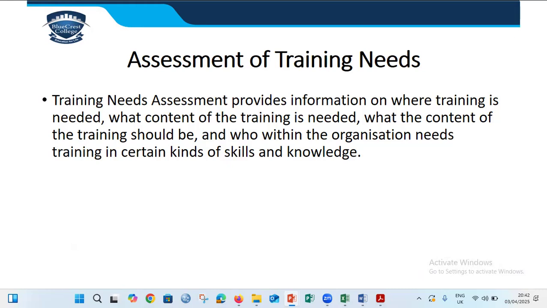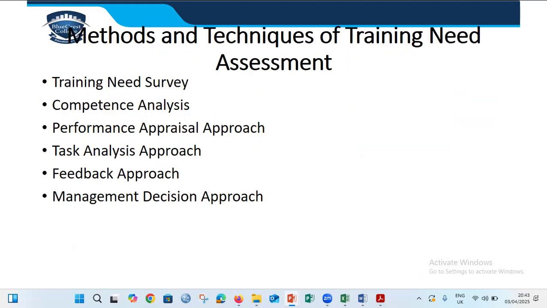You also look out for what the content of the training should be, and who within the organization needs training in certain kinds of skills and knowledge, right? So when you are doing an assessment of training needs, you are looking out for where a particular training is needed, what the training should contain, and who the training should be for. Basically, that is it.